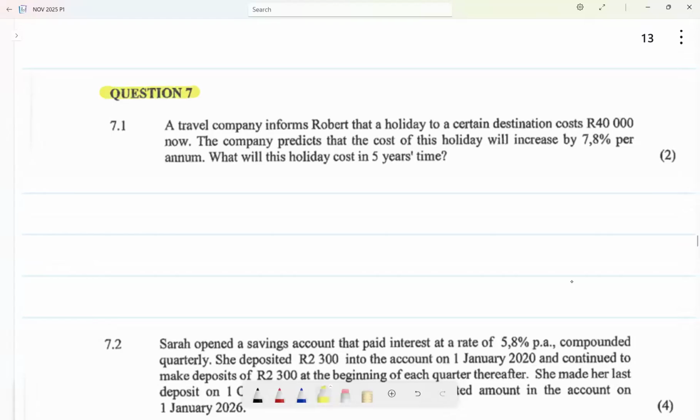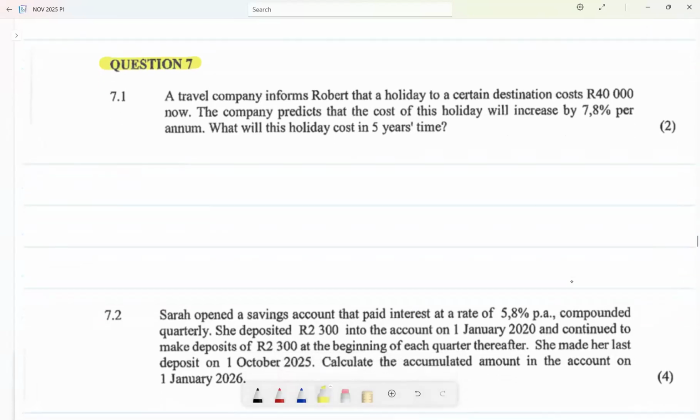Right. Let's look at question 7, financial mathematics. It says a travel company informs Roberts that a holiday to a certain destination costs 40,000. The company predicts that the cost of the holiday will increase by 7.8% per annum. Okay, per year, yearly. It's like inflation. What will this holiday cost in 5 years' time?